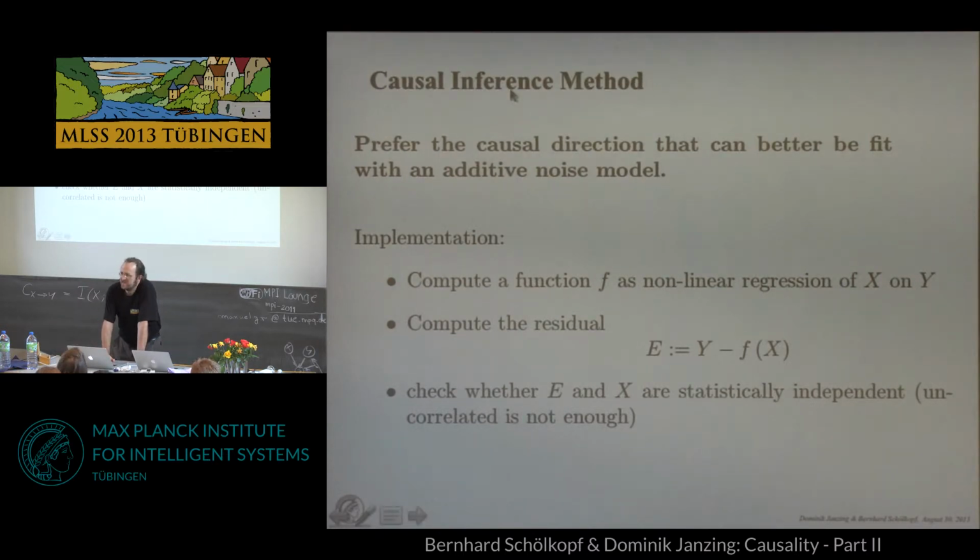Okay, so how do we construct an inference method from this? Well, it's intuitively clear. We will try to fit additive noise models in the forward direction and in the backward direction, and we just see in which direction it fits better, or in which direction the noises become independent. So we do a nonlinear regression, compute the residual error, and then check whether the error and the input, in this case X, are statistically independent.